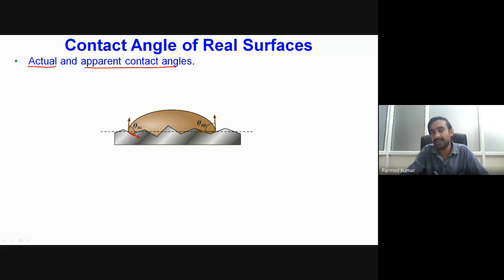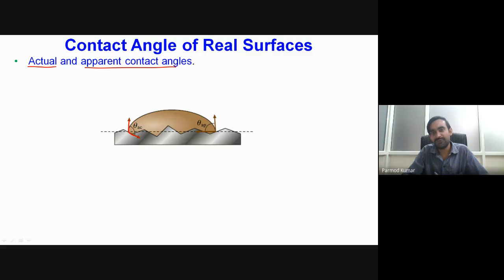The actual contact angle, you can see over here, is obtained when we take the actual tangent between the solid and the liquid, and then plot the tangent passing through the liquid and fluid interface. If we measure the angle between these two tangents, that is what is referred to as the actual contact angle.